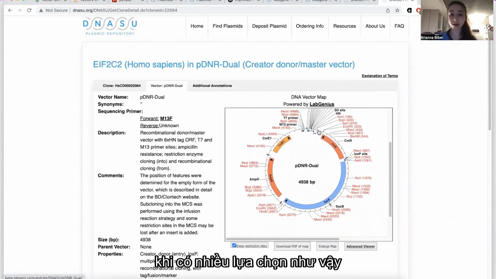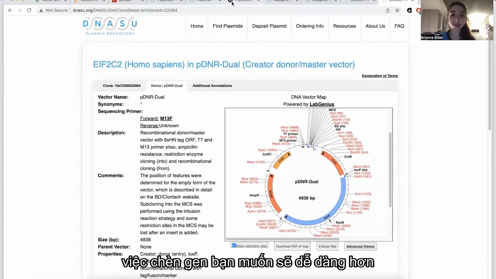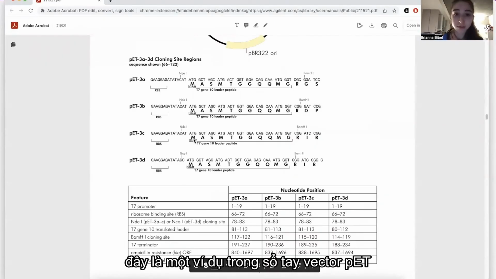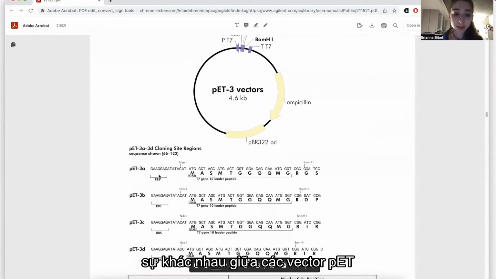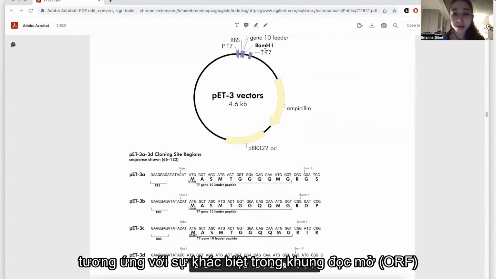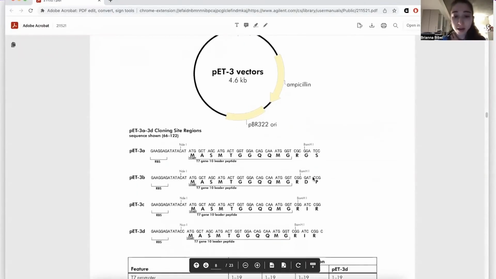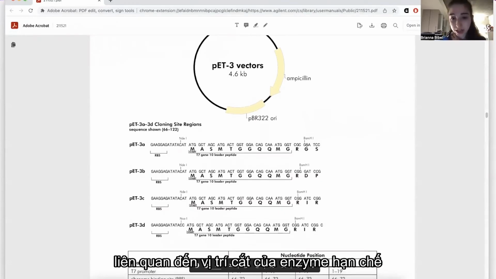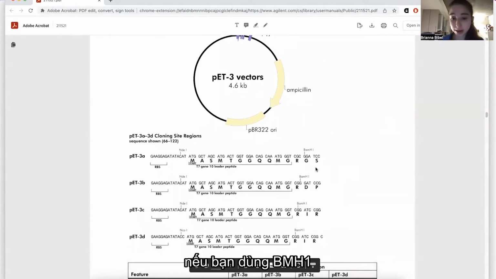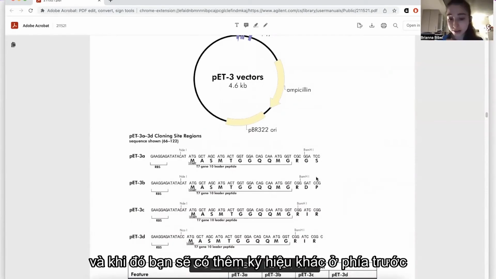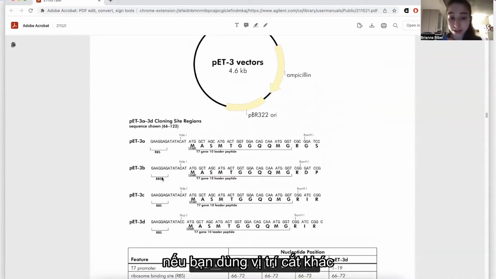And so when you have all of these different options, this is going to make it easier to clone in what you want. So here's just a pET vector manual. And I think a key thing is that differences between some of the different pET vectors, like the A, B, C, D, etc., are going to correspond to differences in the open reading frame with respect to a restriction cut site. And with these different vectors, if you were to use BamHI, you don't have to use BamHI. Maybe you use one that's down here more, and then you'll have more letters in front, but you might have different letters in front if you use one of these different things.